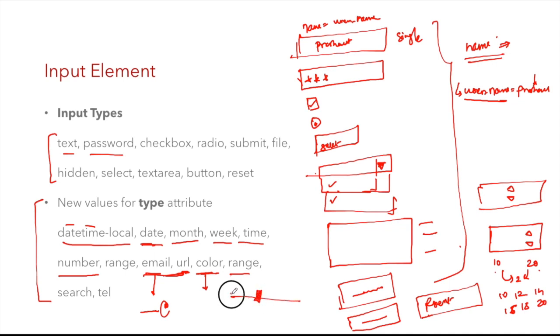You can have some minimum value here and a maximum value here, and then the user can drag this handle from left to right or right to left. Then you have search and tel as well, to specify the telephone number and a search keyword. So these are new HTML input elements that HTML5 has added, which have simplified the creation of forms.